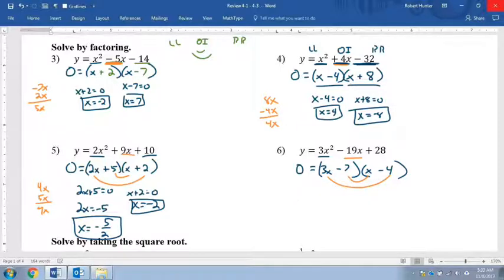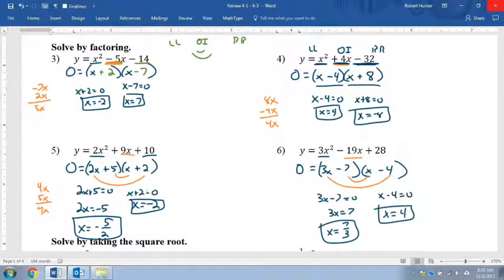So set them equal to 0. 3x minus 7 equals 0. Move the 7 over. That's 3x equals 7. Divide by 3. x equals 7 thirds. Well, there's 1. And then we got x minus 4 equals 0. Move the 4 over. x equals 4. And those are your answers.